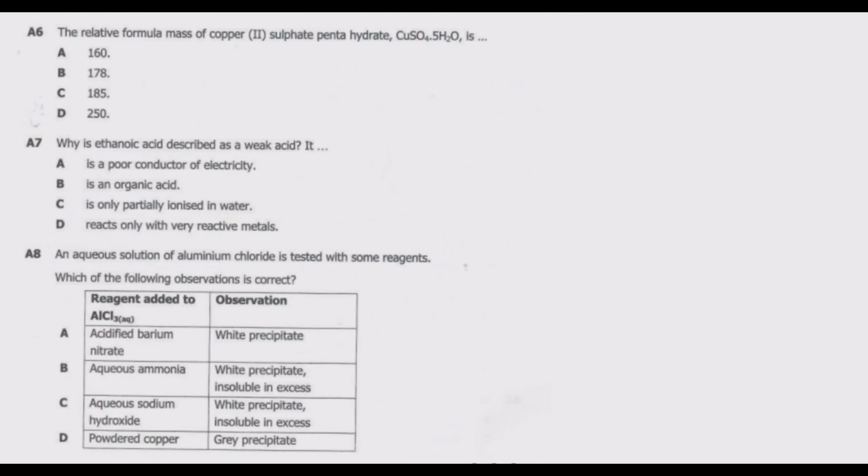Let us look at question 6. The relative formula mass of copper(II) sulfate pentahydrate. So basically the question is requiring us to find the relative mass. For us to find the relative mass, we just need to go to a periodic table and find the mass numbers. So mass number of copper, then plus sulfur, then plus how many oxygen?